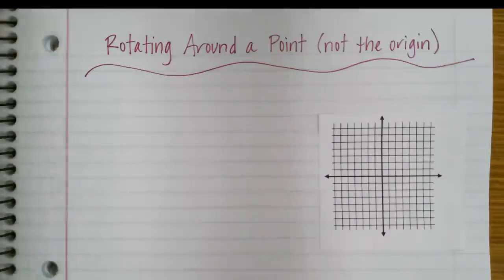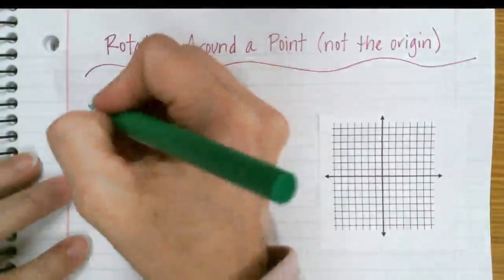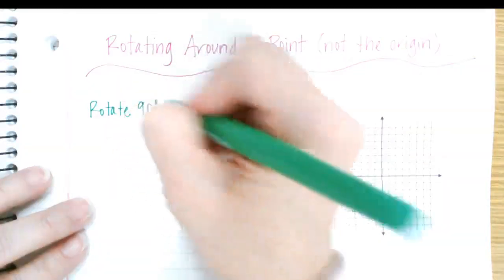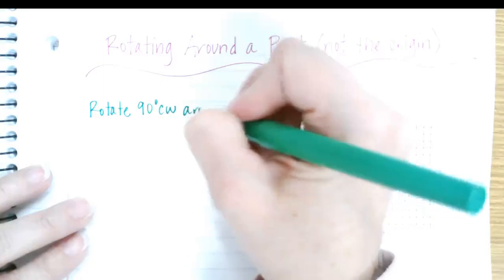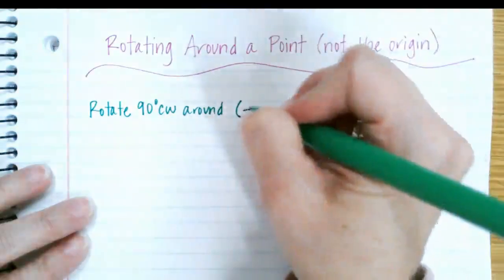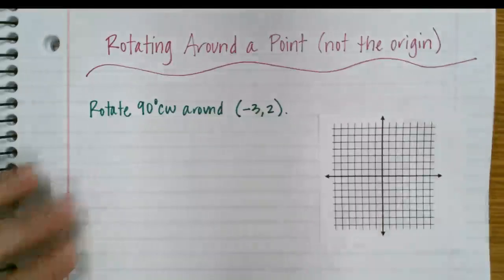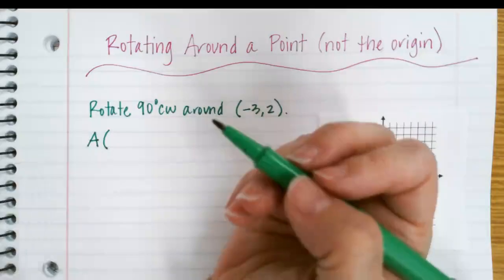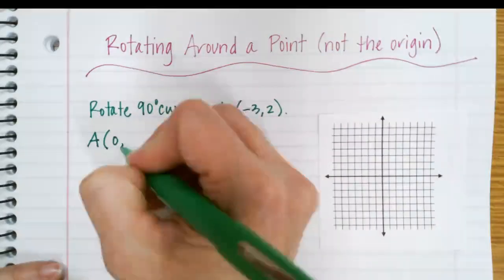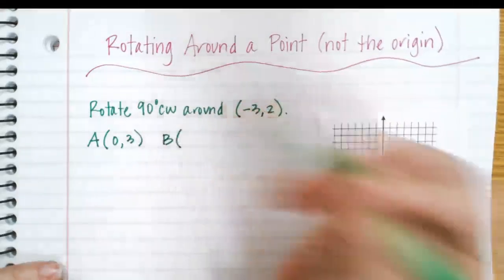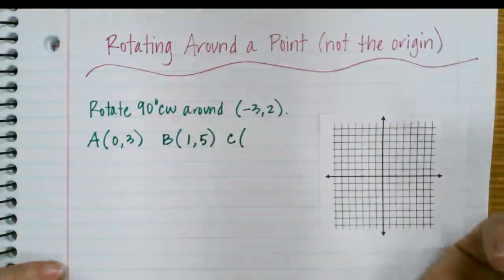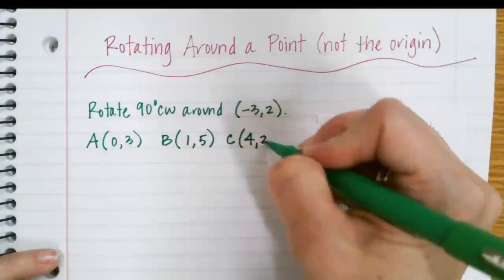Okay, so let's say that we are going to rotate 90 degrees clockwise around the point -3, 2. I'm going to start with 0, 3 for A. And how about 1, 5? And then we'll say C is 4, 2.